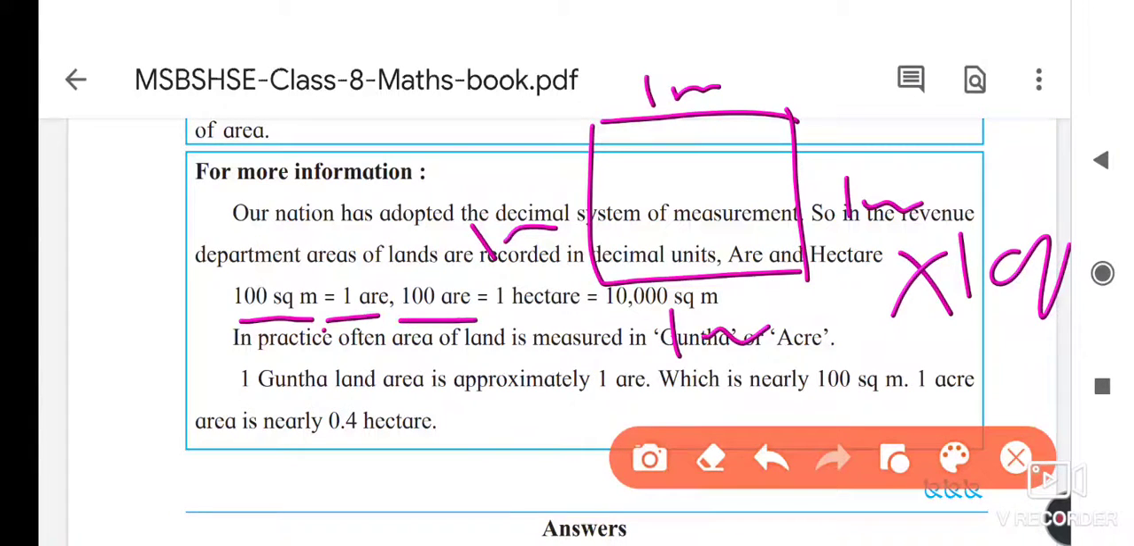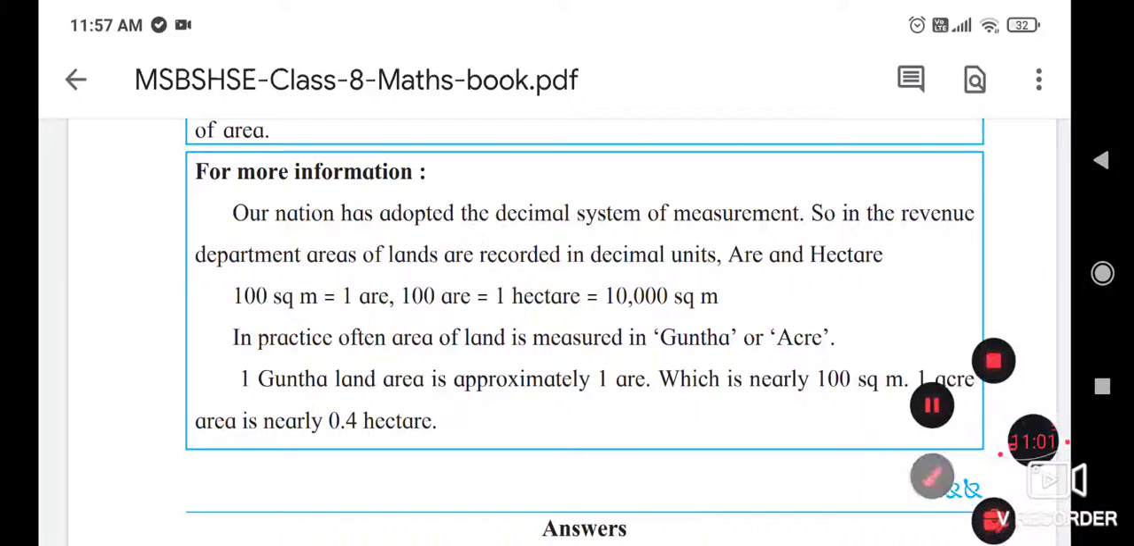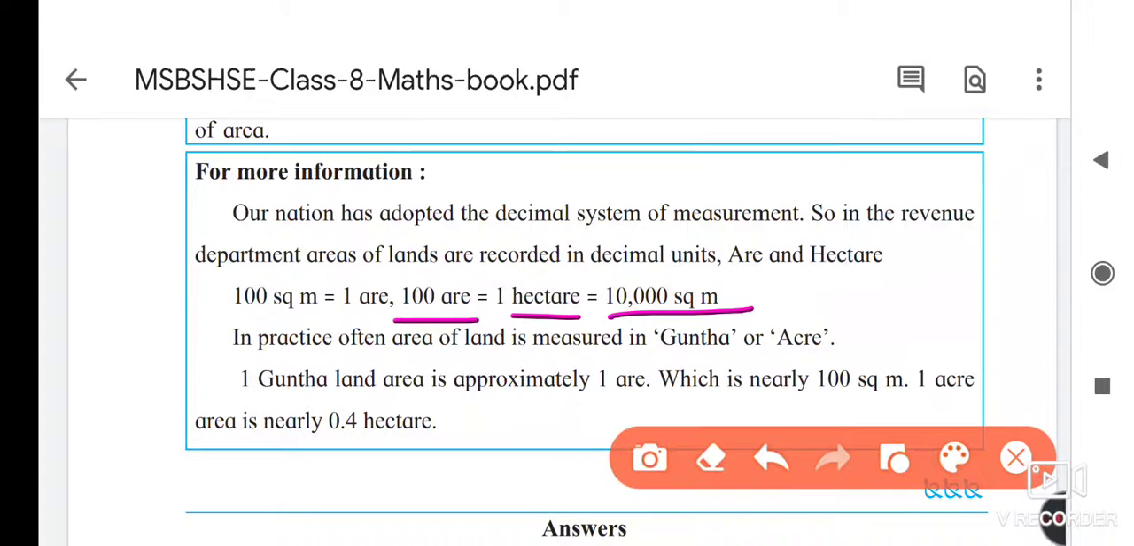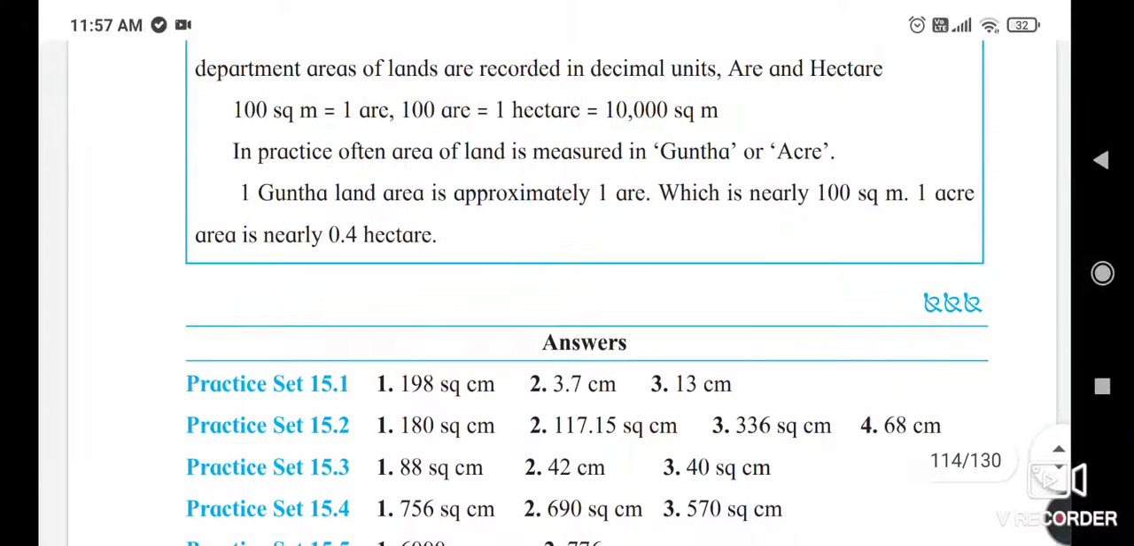Then 100 Rs is equal to 1 hectare, and 1 hectare is nothing but 10,000 square meters. Understood? So these are the measuring units.